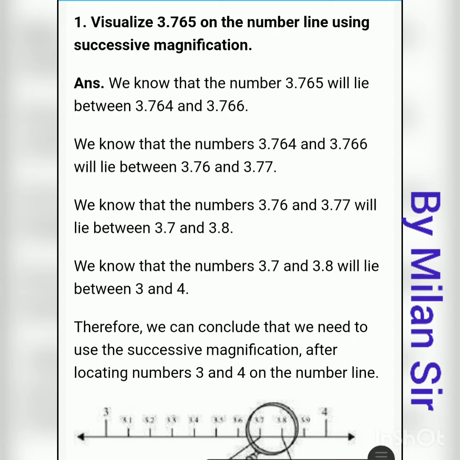Okay, so let's start with question number 1. First of all, read this question. Visualize 3.765 on the number line using successive magnification. Magnification means what? Zoom in, right? So one by one, we need to zoom into our digits. So how can we represent 3.765 on the number line?